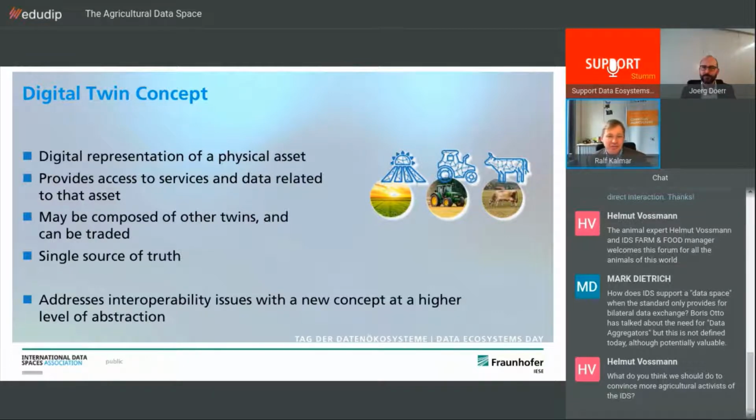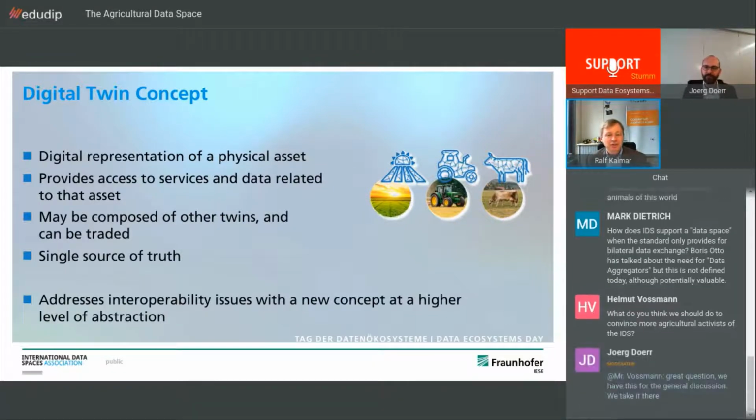So the digital twin concept, you might have already heard in the context of Industry 4.0. And simply speaking, the concept of a digital twin is having a digital representation of a physical asset. And this can be a machine like a tractor, this can be a field, this could also be an animal like a cow. So it's just a concept to encapsulate this physical asset to provide an easier way for digital systems and services to access its services and its data. So this digital twin provides this access and also would host this data.